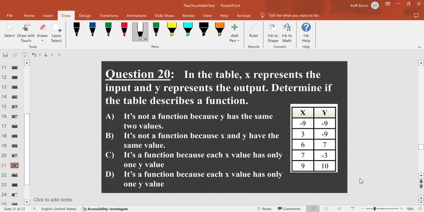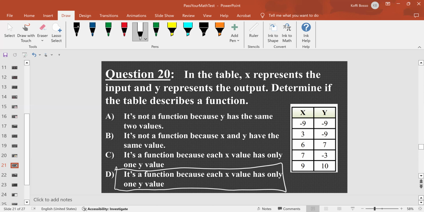Question 20. In the table, X represents the input and Y represents the output. Determine if the table describes a function. What's the definition of a function using input and output? That's the definition here. Okay. For each X value, you have only one Y value. That's the definition.